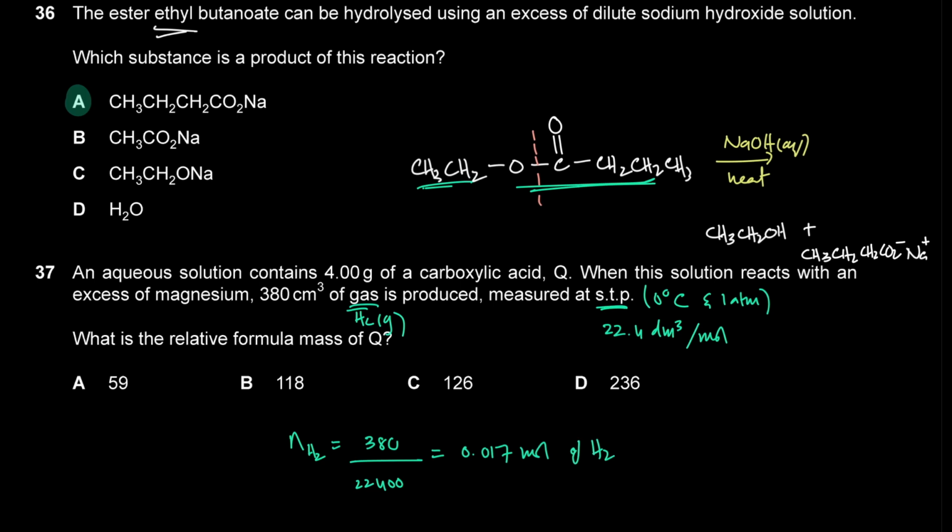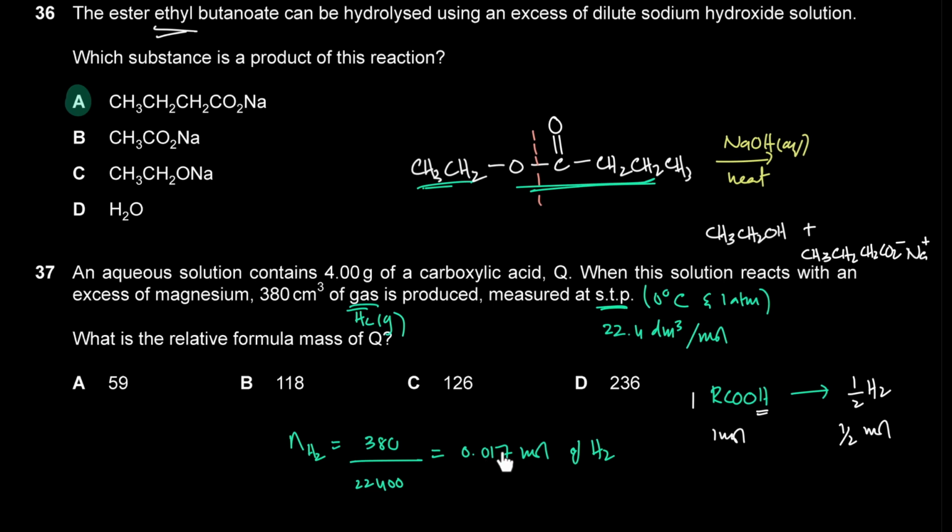Now let's assume that our carboxylic acid just has one carboxyl group. If I had 1 mole of carboxylic acid, how many moles of hydrogen gas would we get? 1 mole of carboxylic acid would mean we have 1 mole of these hydrogen atoms, which means that we would get half a mole of hydrogen gas. That's just 1 mole of hydrogen atoms.